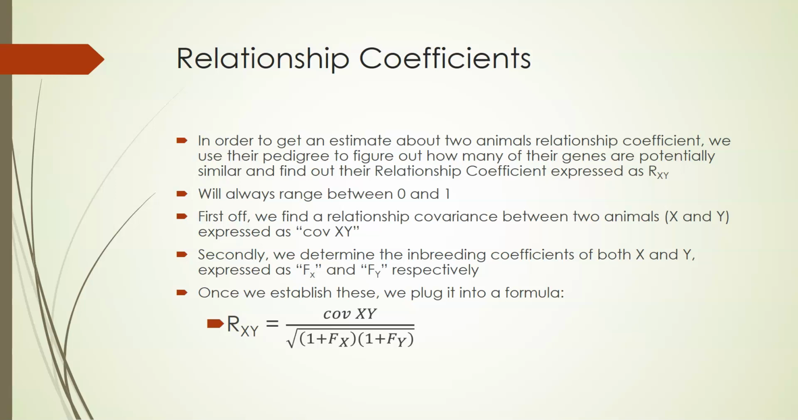Okay, so within our relationship coefficient, you see down here, this is the equation. This is the equation you will need when we are calculating what these relationships are. The first aspect is going to be this covariance XY.